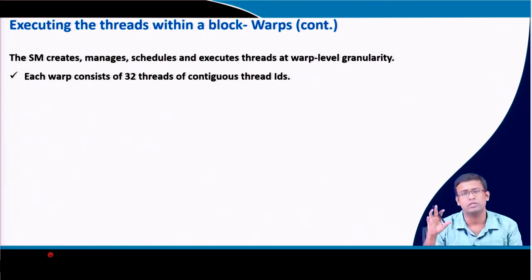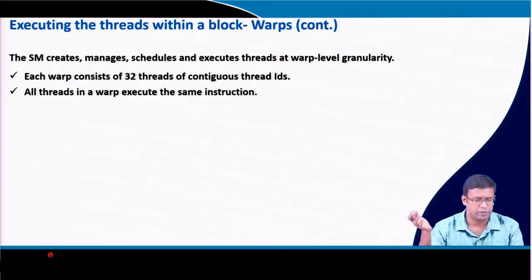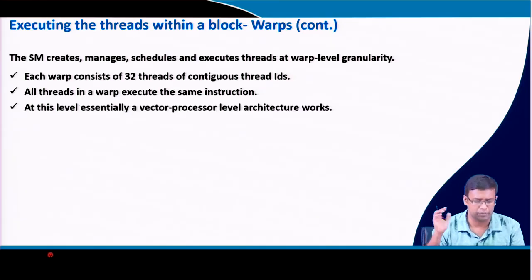They cannot be chosen randomly. Thread ID 0 to thread ID 31 will be one warp, thread ID 32 to 63 will be another warp, and so on. All threads in a warp execute the same instruction. There cannot be different instructions for different threads. All threads will execute the same instruction following a single instruction multiple data or single instruction multiple thread model.